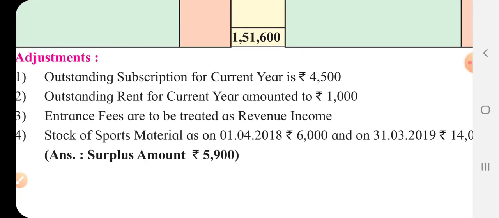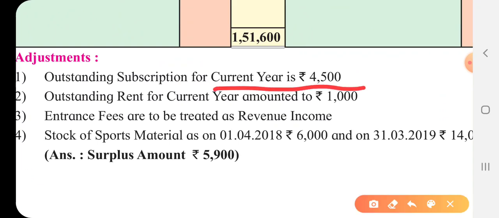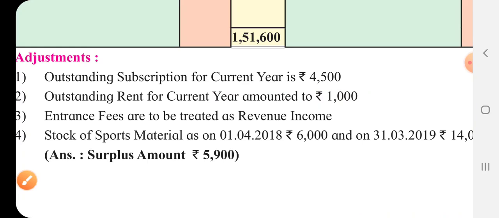Now adjustments. Outstanding subscription for the current year is rupees 4,500. Though it is outstanding, it is of the current year. So it will be credited to income and expenditure account. It will be added to the subscription. Then outstanding rent for current year amounted to rupees 1,000. This is the outstanding rent, outstanding expenditure, and of the current year. So it will be debited to income and expenditure account. It will be added to the rent.